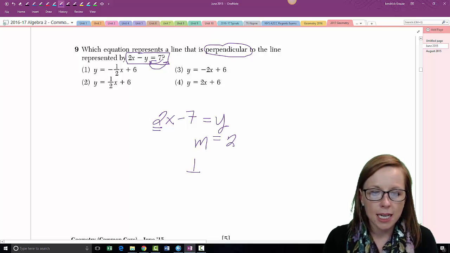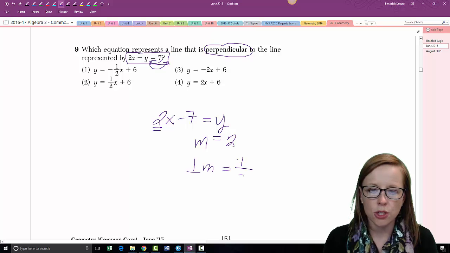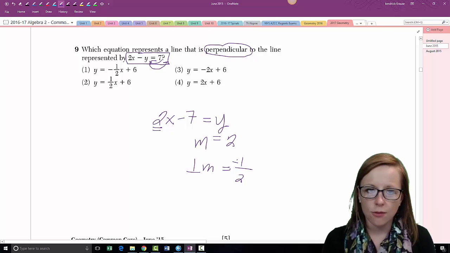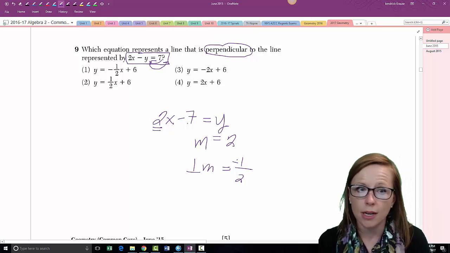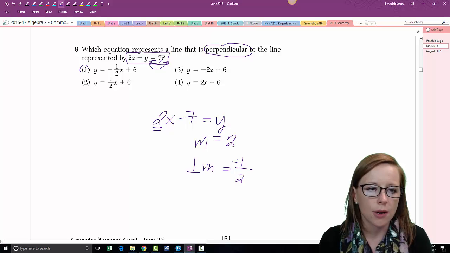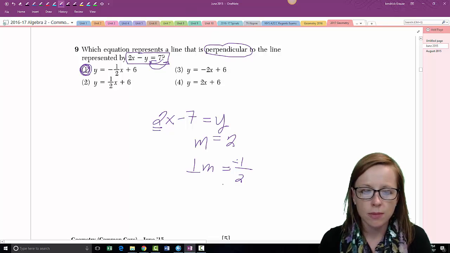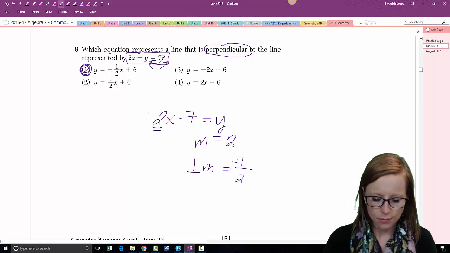So the perpendicular slope is flip it, 1 over 2, and change the sign. Which of these has a slope of negative 1/2? You don't even have to worry about the y-intercept. The only one with the negative 1/2 is choice 1, and it's over.